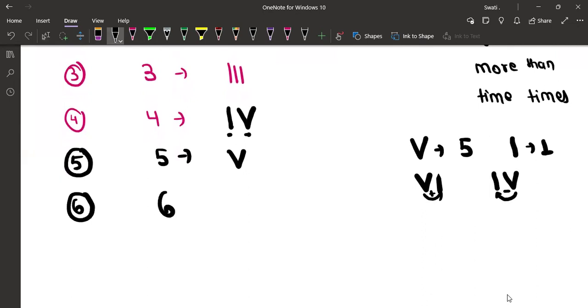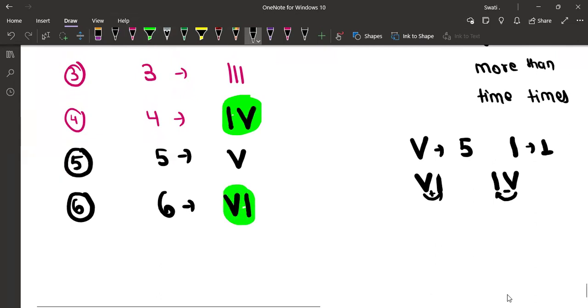So for 6, if I write V, which is 5, and now I want one more than 5, of course I'll add the I after V. I hope you are understanding the difference between 4 and 6, right? Okay. Next, let's go to 7. So for 7, of course, I can write V and I, that is 6, because I have added 1, and then I'll add one more, 7.